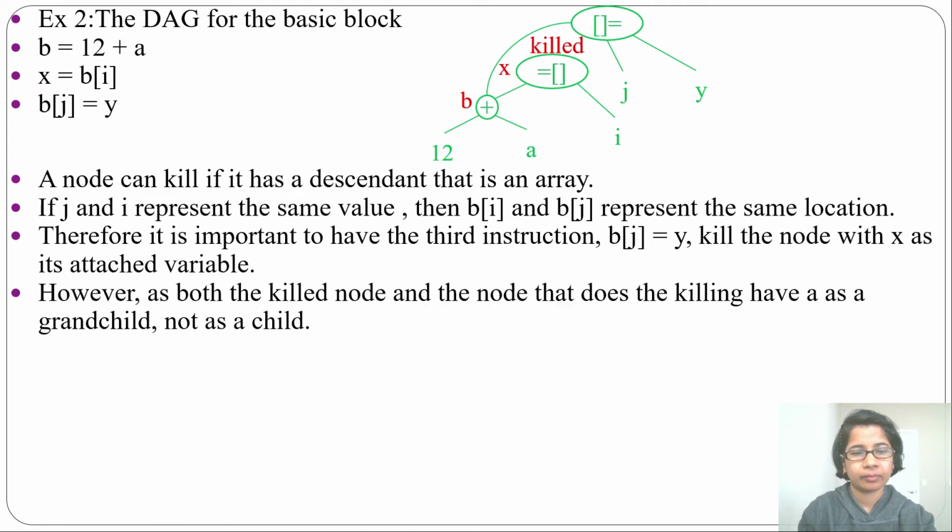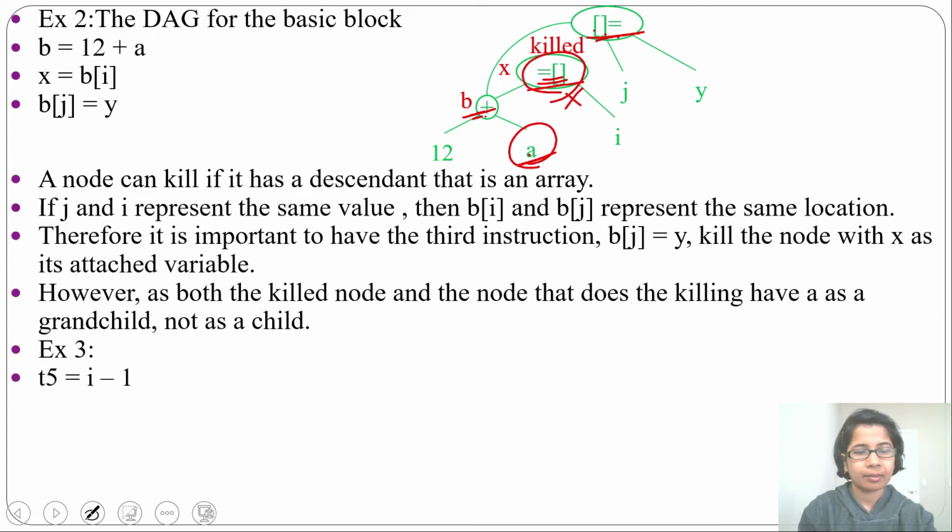this X node. However, both the killed node and the node that does the killing have A as a grandchild, not as a child. For this node and for this node that is killing this node, A is a grandchild. It is killing this node due to B, not due to A. As it has a child B and B is used for this array, that's why it is killed.